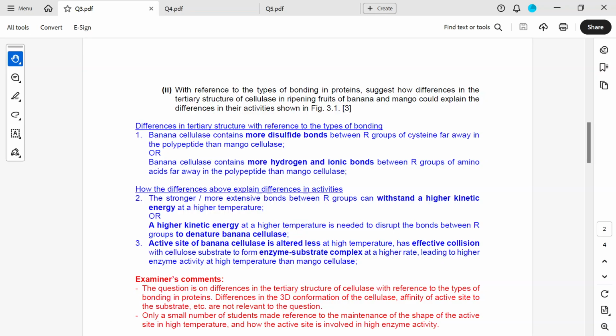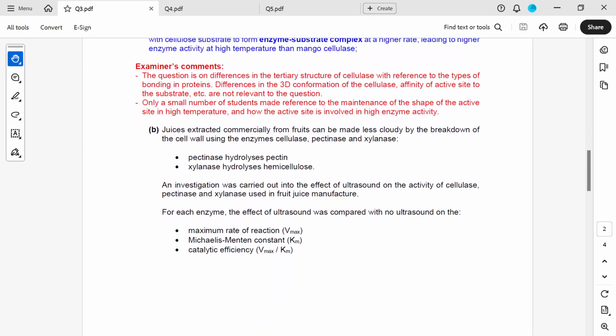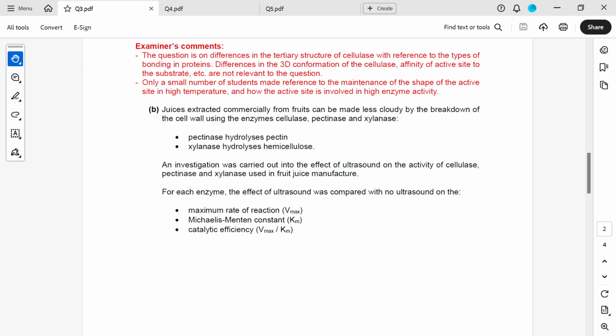So that point on active site is missing in the majority of your answers. Okay, then move on to part B. Part B has these case studies about the 3 enzymes, right? Pectinase, xylanase, right? There's also the cellulase, which was mentioned in part A, right?